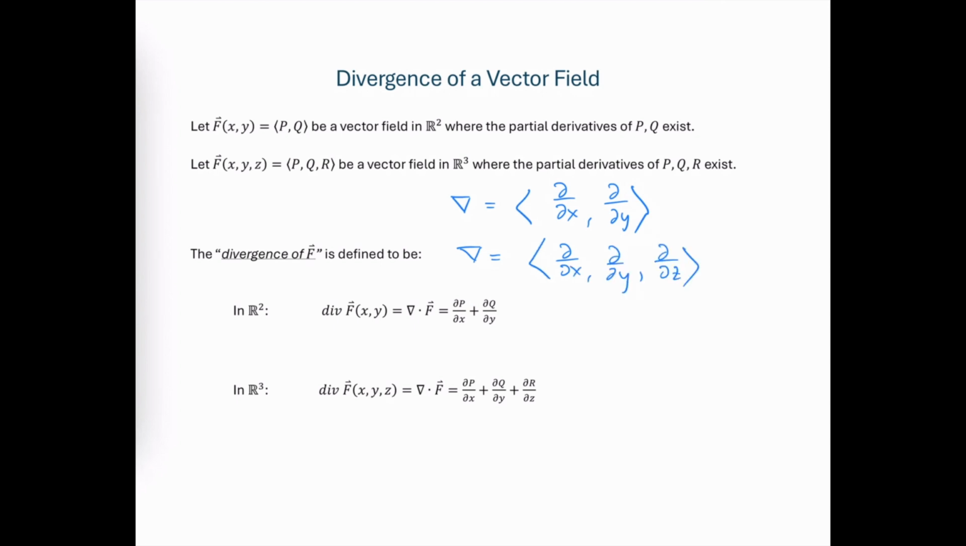To calculate the curl of a vector field, we took this del operator and we crossed it with cap F, but for the divergence, we'll take this del operator and we'll dot it with cap F. Remember that the dot product of two vectors yields a scalar quantity, and so when we calculate the divergence of the vector field, we get a scalar, not a vector.